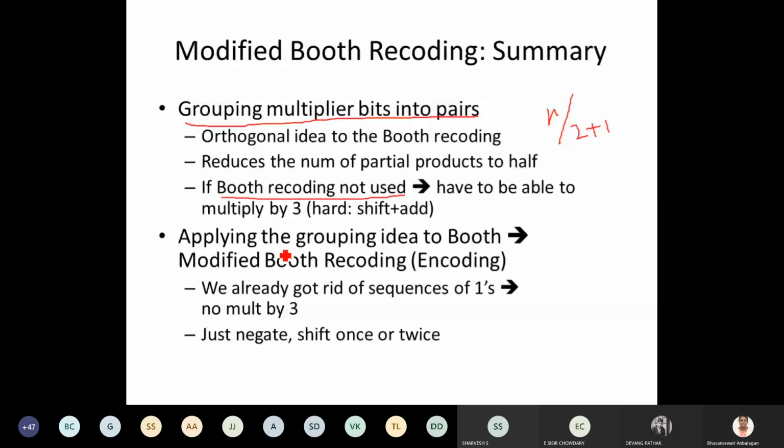Okay, and then you can apply this grouping idea with the Booth algorithm to find out the sequence of operations over any pairs, whether it is signed or unsigned. You can apply this modified Booth algorithm.